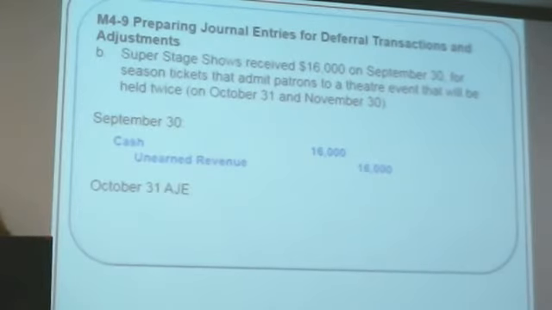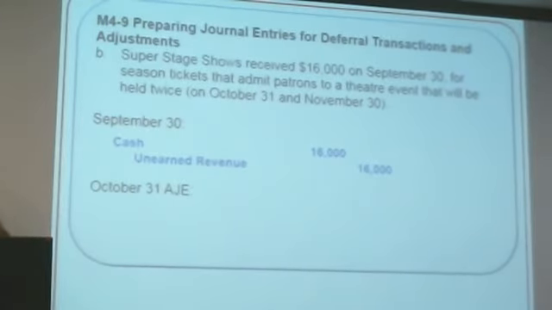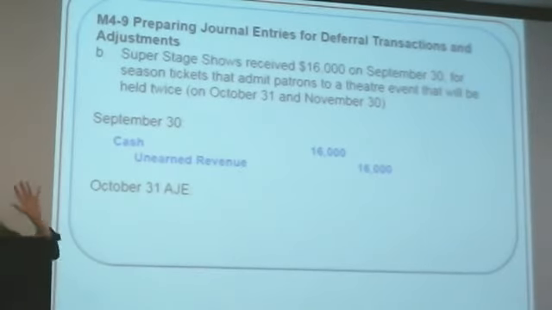Once we've provided one show, we've earned half of the revenue. So go ahead. I'm confused on how this relates to prepaid rent. Prepaid rent has to do with expenses, money going out the door. This is money coming in. So this has to do with revenues versus expenses. It's a good question.